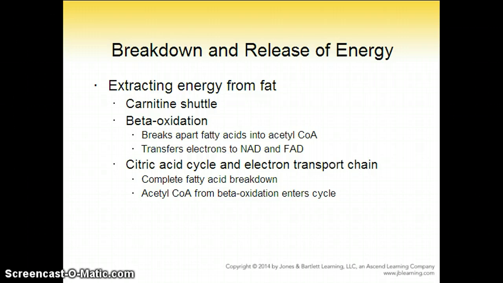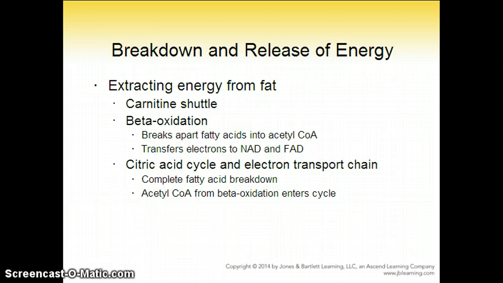Extracting energy from fat. To extract energy from fat, first triglycerides are separated into glycerol and fatty acids. Next, beta oxidation breaks down the fatty acids to yield acetyl-CoA, NADH, and FADH2. The acetyl-CoA enters the citric acid cycle, producing more NADH and FADH2. The NADH and FADH2 deliver their high-energy electrons to the electron transport chain to make ATP.